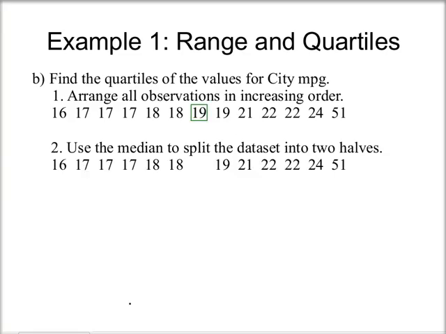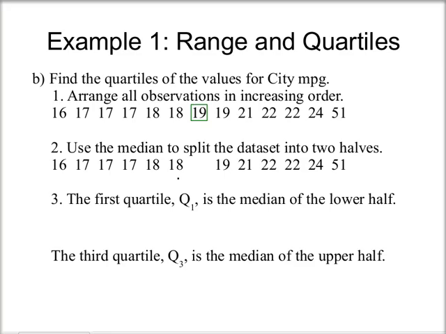So I've done that here. This is my data set split into 2 halves. Now to find the quartiles, the first quartile, Q1, is the median of the lower half, and the third quartile, Q3, is the median of the upper half.